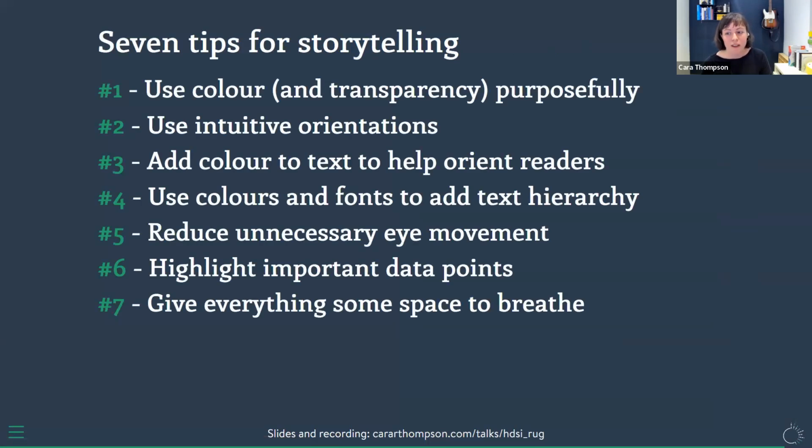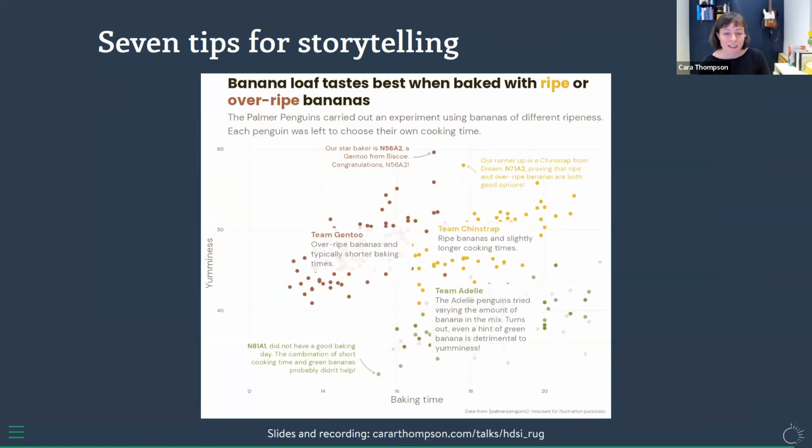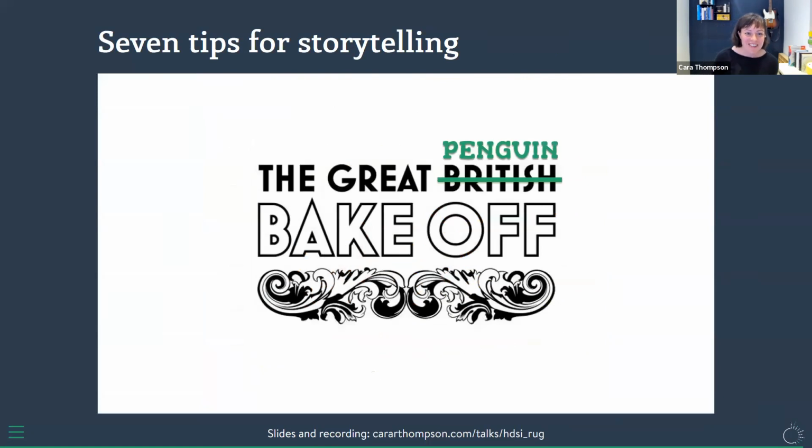I've summarized them here. And in using all of these tips, we've gone from this, which was a perfectly functional but slightly overwhelming ggplot, to this, which tells quite a nice story and allows us to see it. The key really is to figure out, did it work? So let's try and remember what happened in our first episode of the Great Penguin Bake Off.